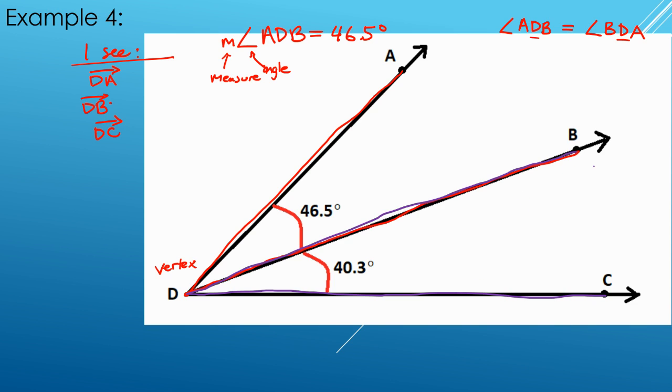Remember, it's either letter B or C, vertex, other letter. So we can say this as angle BDC, or you could say angle CDB. These are the same thing. What's the measure of angle BDC? Do you see it? The measure of angle BDC is 40.3 degrees.